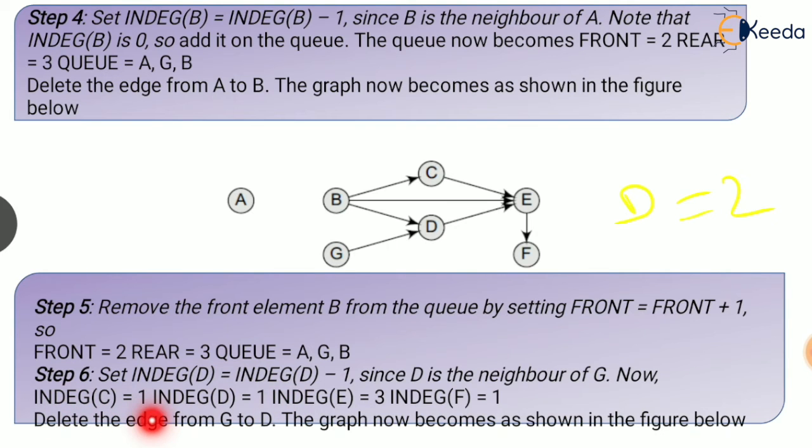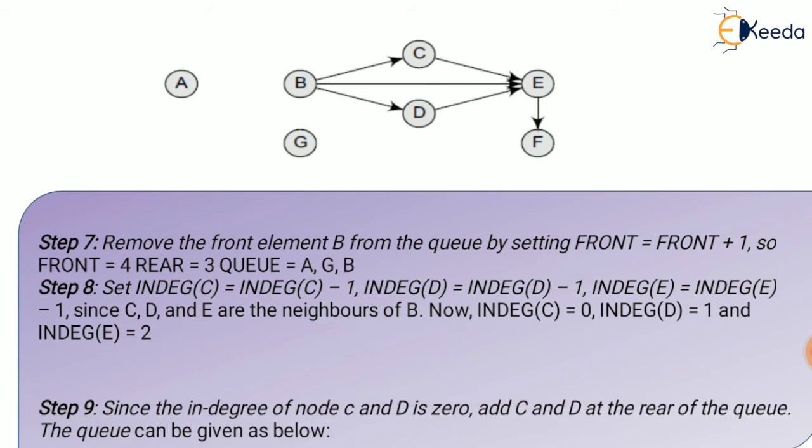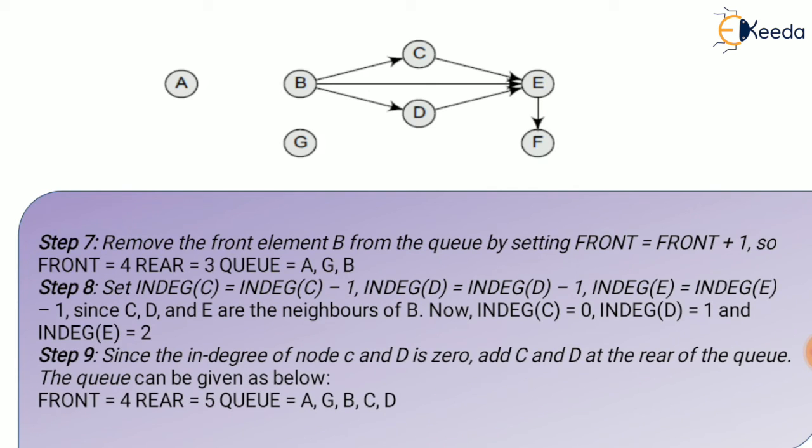So the in-degree of C is 1, D is 1, E is 3, because we know that 3 edges are coming to E, and the in-degree of F is 1, with only one edge coming. Delete the edge from G to D. The graph now becomes as shown in the figure, so we are cutting this edge also. Now in step 7, remove the front element B.